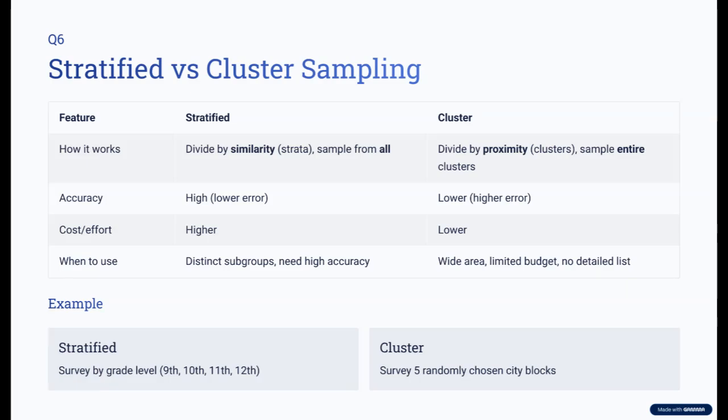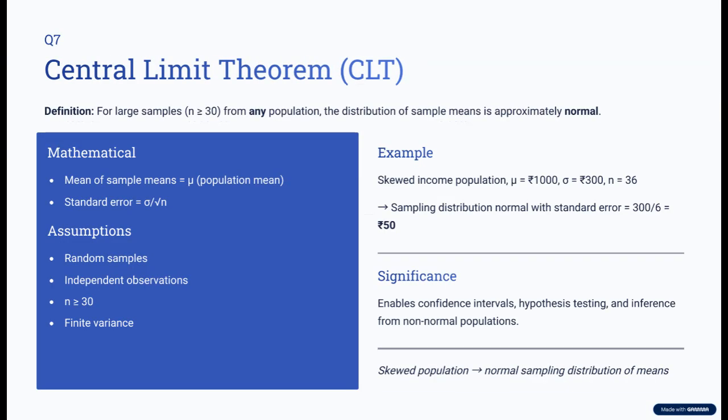Key takeaway: stratified sampling improves accuracy. Cluster sampling reduces cost and effort. Your choice depends on your research goals and resources. Central Limit Theorem, CLT. The magic of statistics. The Central Limit Theorem, CLT, is arguably the most important theorem in statistics.